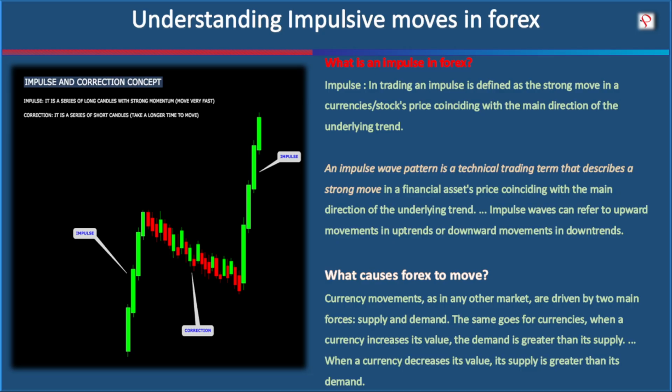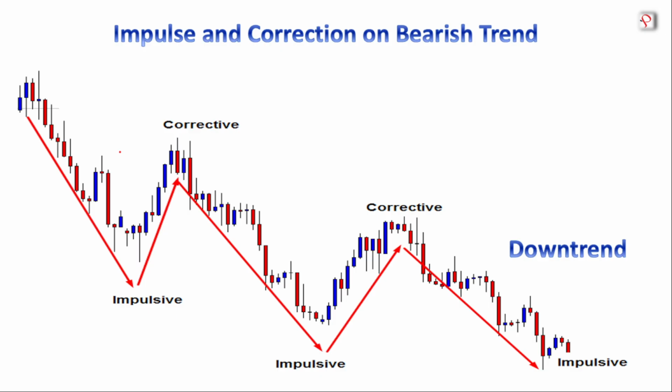So from this picture you're seeing here, you will understand what an impulsive move is, because the forex market moves like waves, in zigzag patterns. As we continue in this video, you are going to understand what impulsive moves are. Now, this is another example of an impulsive move in a bearish direction.